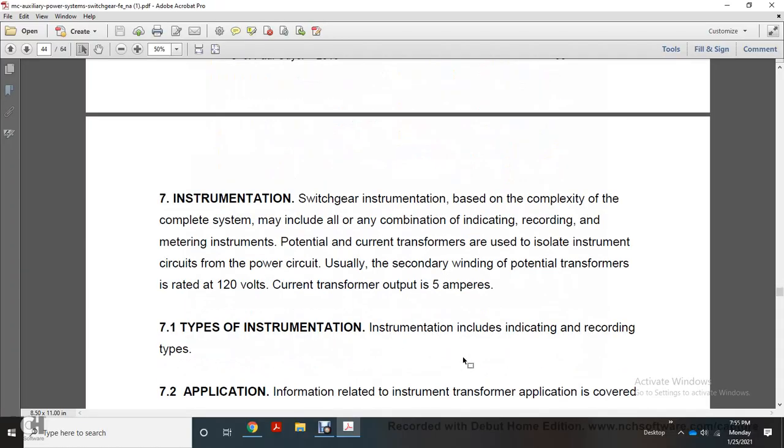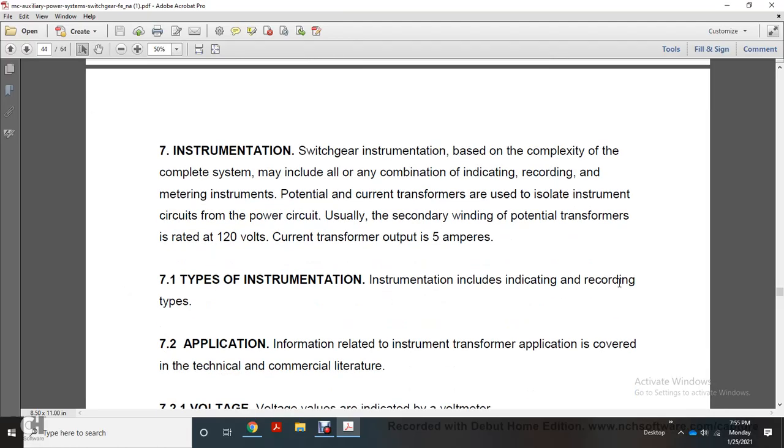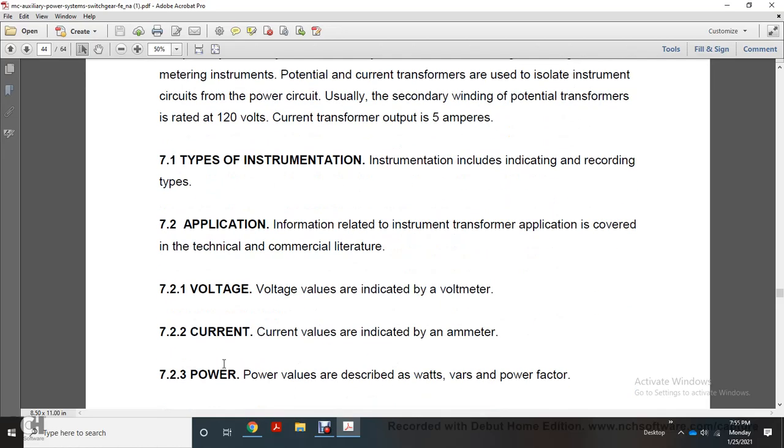Alright, chapter 7, instrumentation. Switchgear instrumentation is based on the complexity of the complete system. It includes indicating, recording, and metering instruments. Potential and current transformers are used to isolate the instrument circuit from the power circuit, with the secondary winding of the potential transformer usually rated at 120 volts. Current transformer output is 5 amps to instruments, including indicating and recording types. Application information related to instrument transformers is covered in the technical commercial literature.